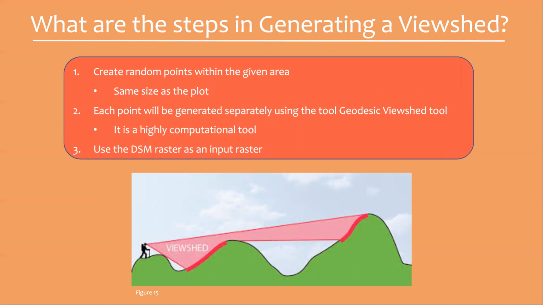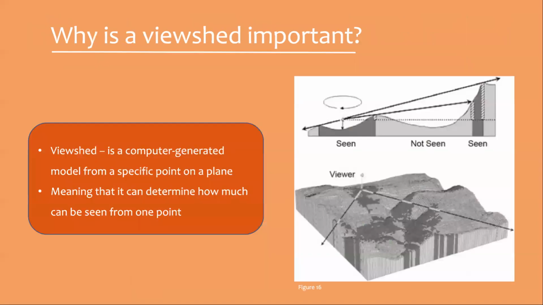As you can see in figure 15, a viewshed is where that random point is. It will scan within the data how much can be seen from that point. Well, what is a viewshed? That's a good question. A viewshed models from a specific point on a plane. It means it can determine how much can be seen from one point.